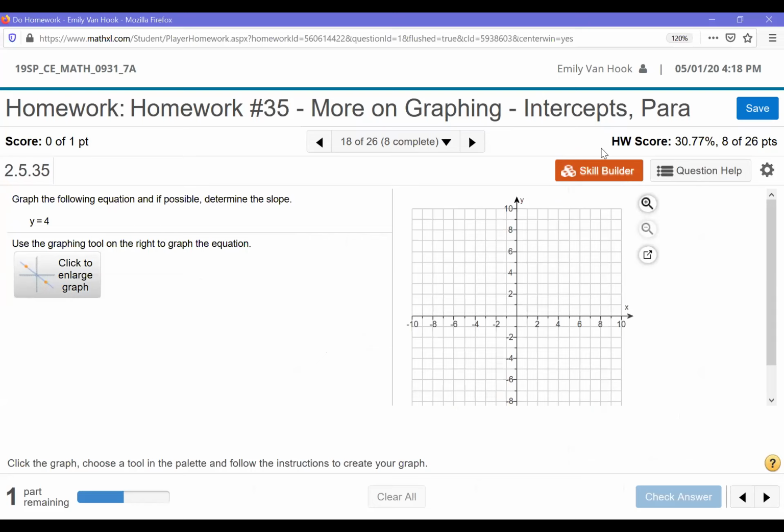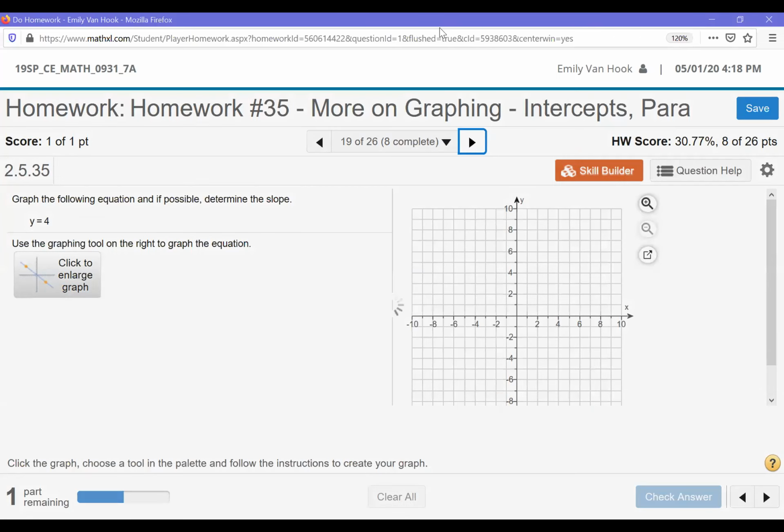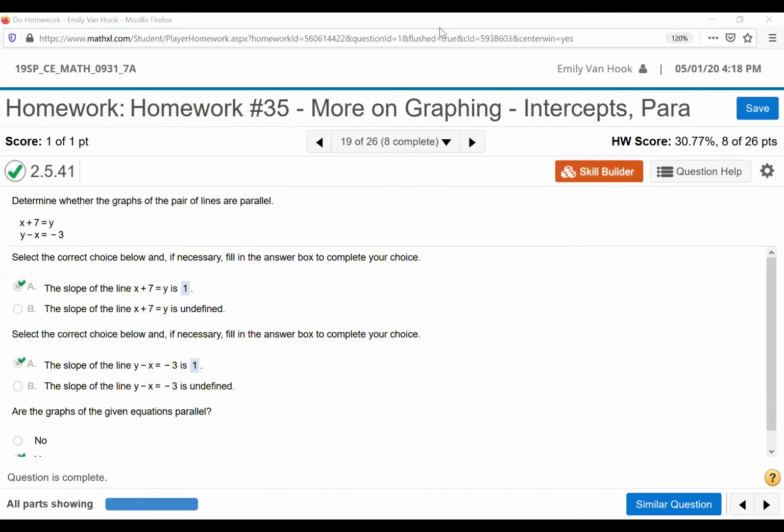So I'm back one last time at homework 35. Okay, all right, number 19 I had actually done ahead of time. So here's another one about parallel and perpendicular. Determine whether the graphs of the pair of lines are parallel. So for this question, I did answer it already. Y is already by itself in that first equation. So it's y equals x plus 7. It's really 1x plus 7. So the slope was 1.